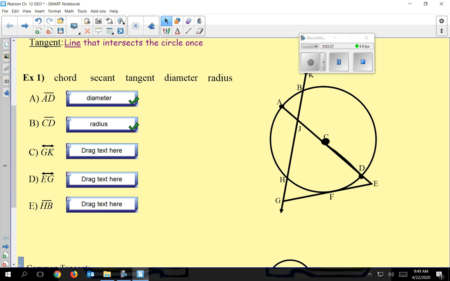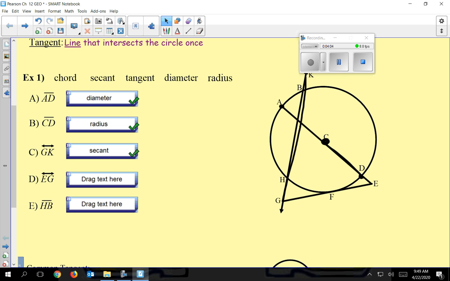GK, now it says line GK. So line GK is doing this. It's going through the circle, but it's continuing on. And we need to make sure that we understand that it's continuing on, it's not stopping. So if I go back to my definitions, I think that's a secant. Let's find out. We're correct there.